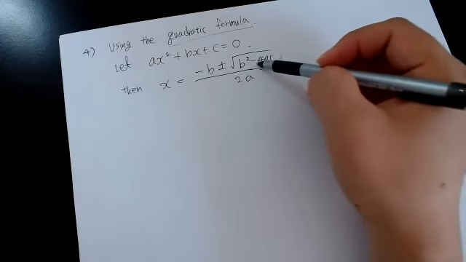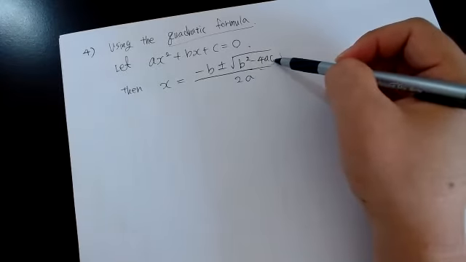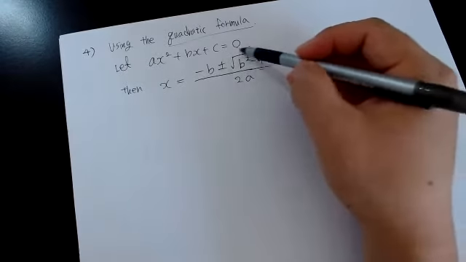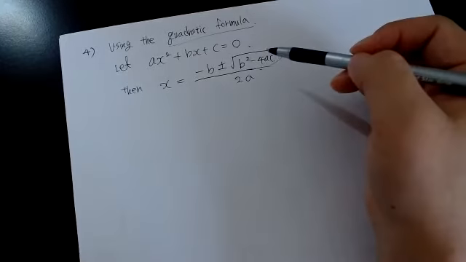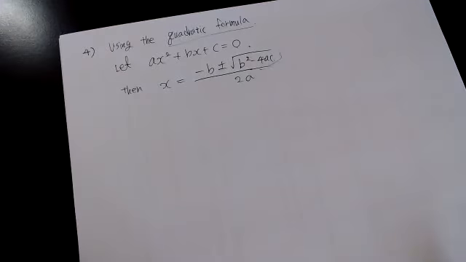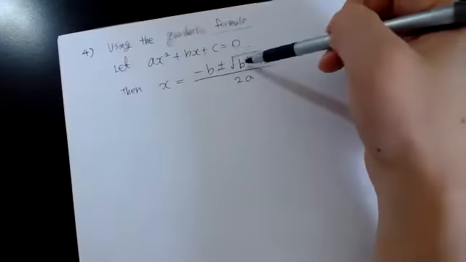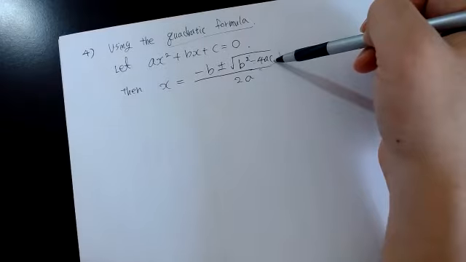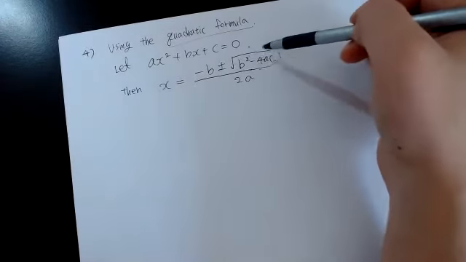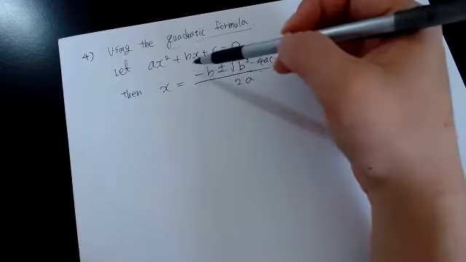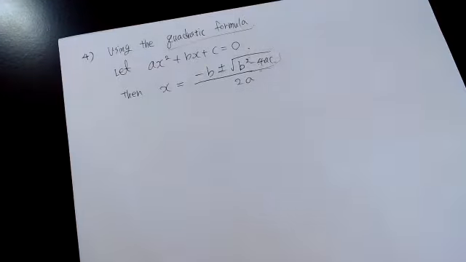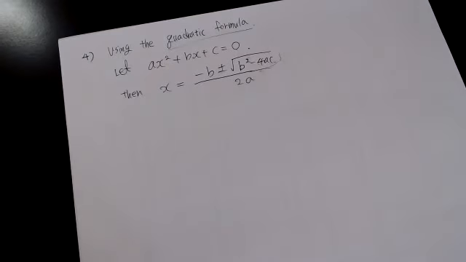What if b squared minus 4ac turns out to be negative? Then the square root of a negative number is a complex number, so this equation is going to have two imaginary solutions. And what if b squared minus 4ac is a positive number? Then the square root is a real number, so the quadratic equation is going to have two distinct real solutions.